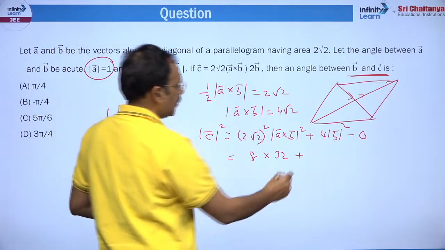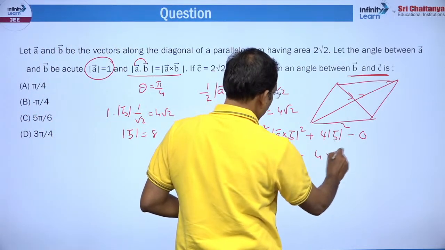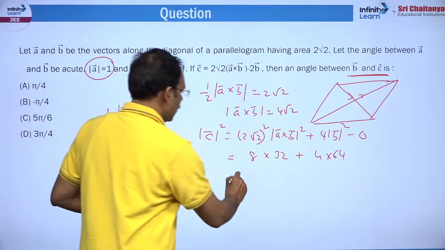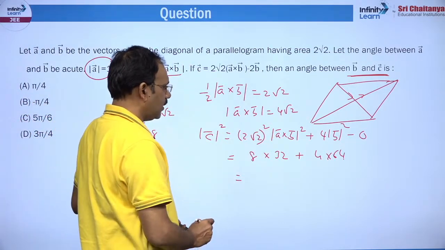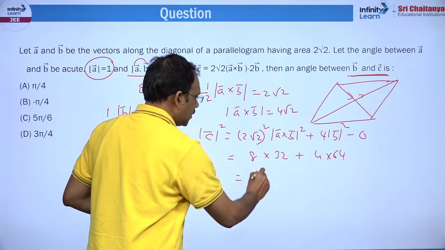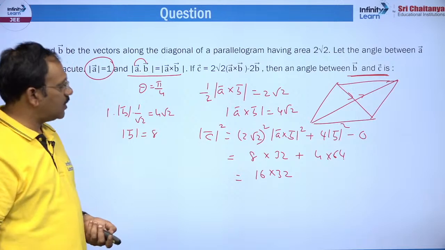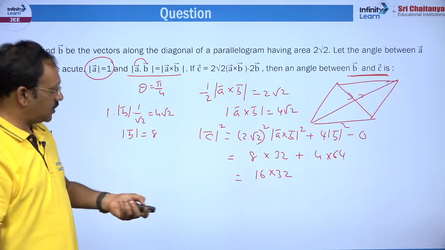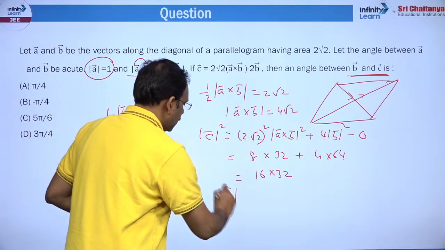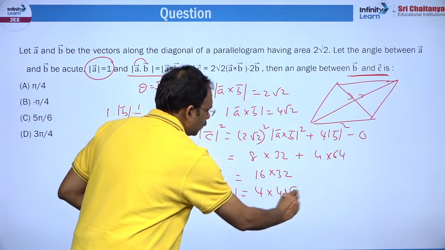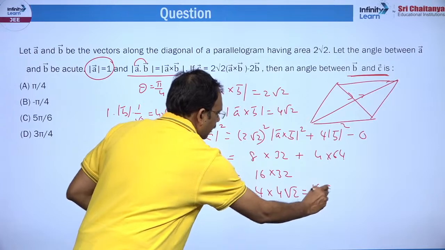So, you can write 4 into 64 my dear friends. So, this is also 4 into 64, which is finally going to be 16 into 32 you can say, right, because 8 into 32, 8 into 32, 16 into 32. So, the magnitude of C is going to be 4 into root 2, which is 16 root 2 my dear friends.